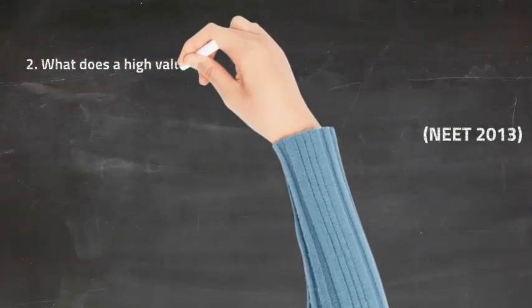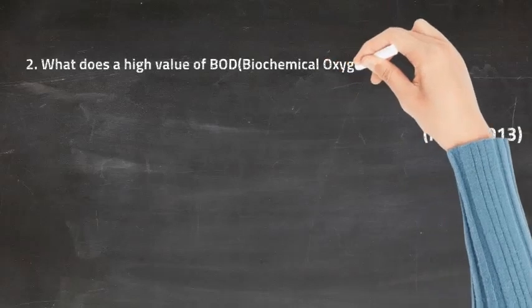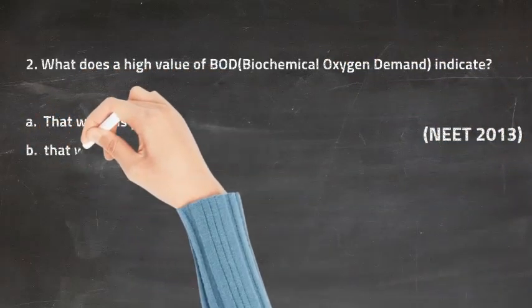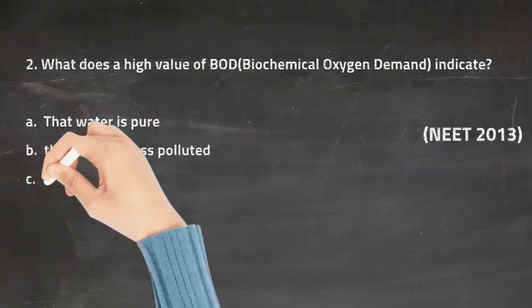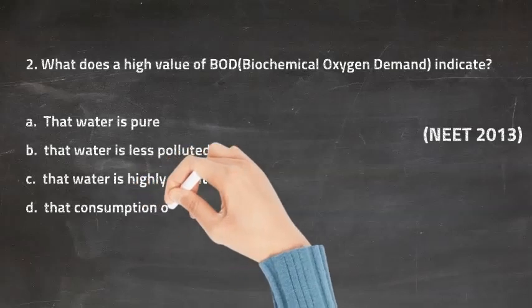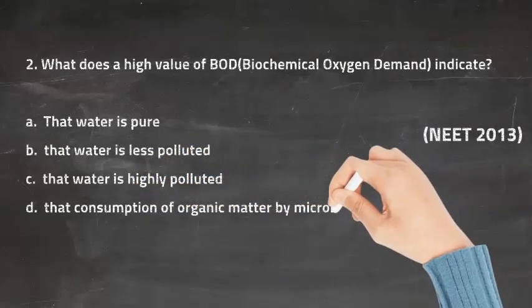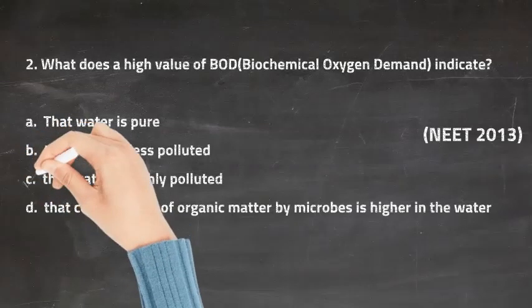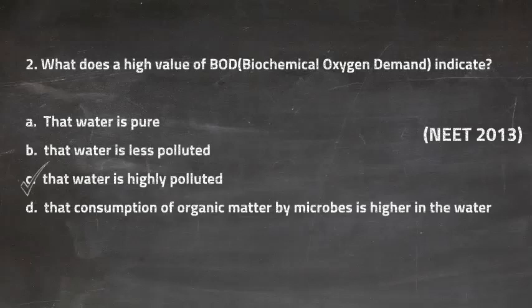Question second. What does a high value of BOD, biochemical oxygen demand, indicate? Option A is the water is pure. Option B is that water is less polluted. Option C is that water is highly polluted. And the last option is that consumption of organic matter by microbes is higher in the water. The right answer is option C, that is that water is highly polluted.